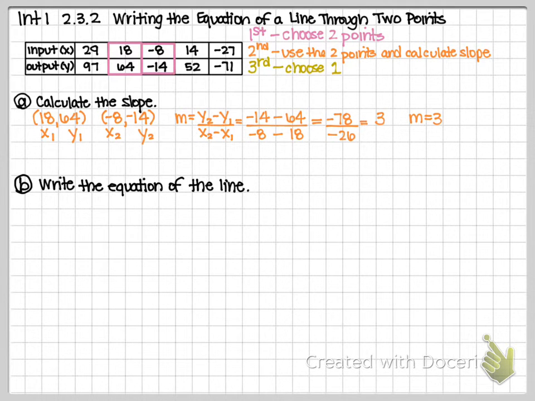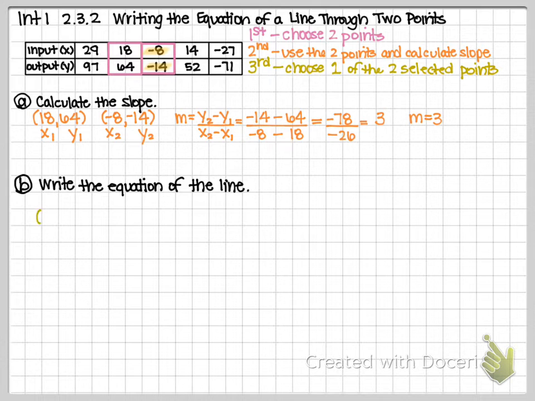one of the 2 selected points. Okay, so let's select -8, -14 as our point. So let's go ahead and write that down. So I think we're going to need it.